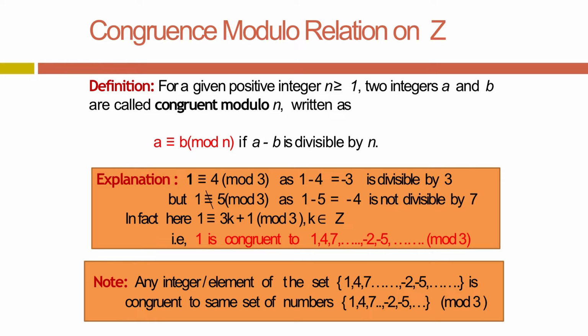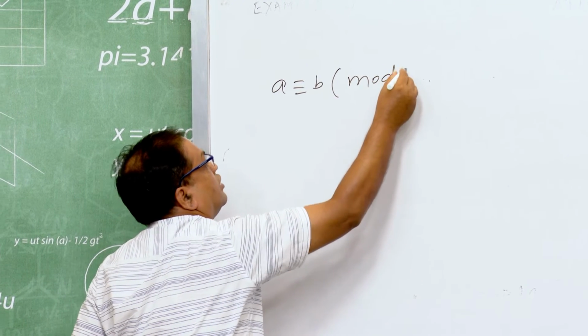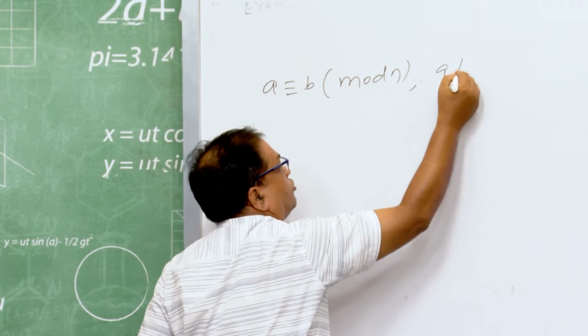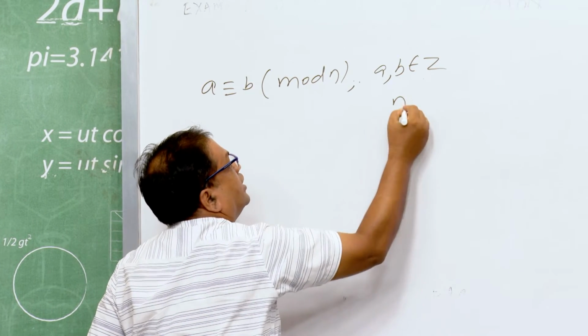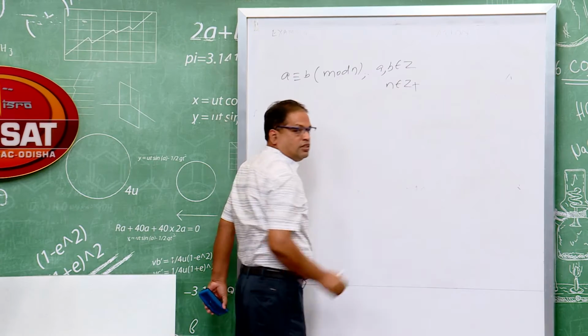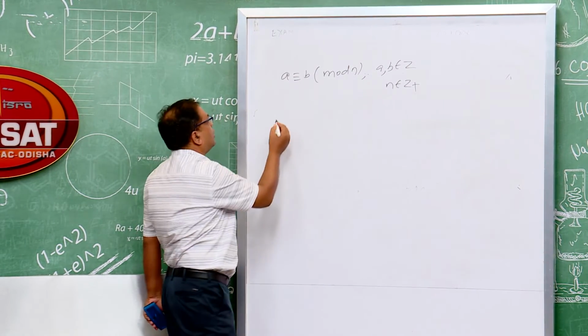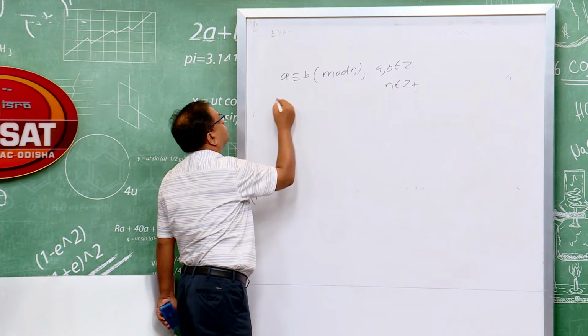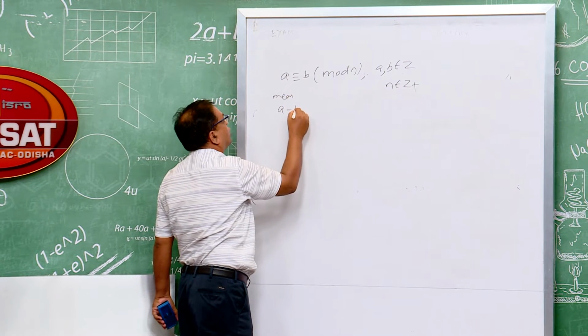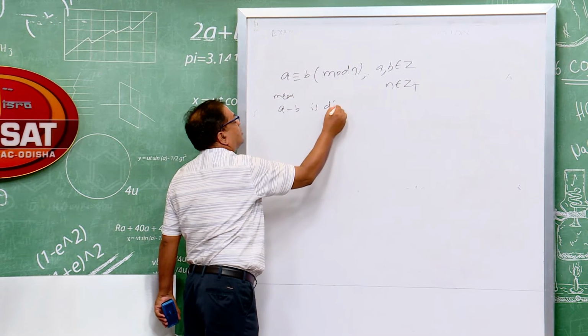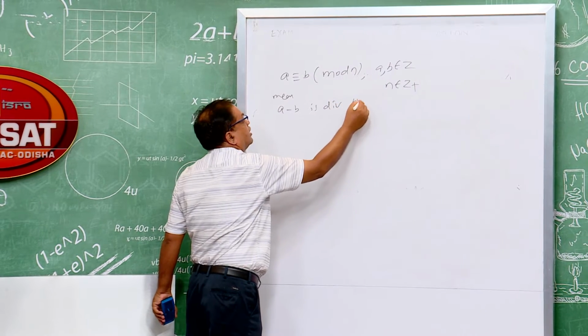So, what is congruence modular relation? Congruence modular relation is defined on the set of integers, that is, A congruent B mod n, where A, B belong to Z, n is a positive integer. So, A minus B, this means A minus B is divisible by n.